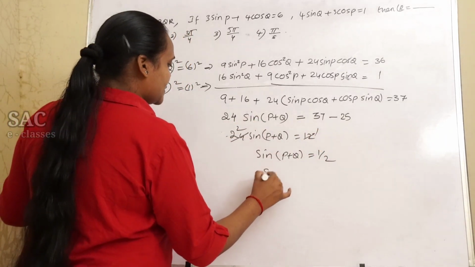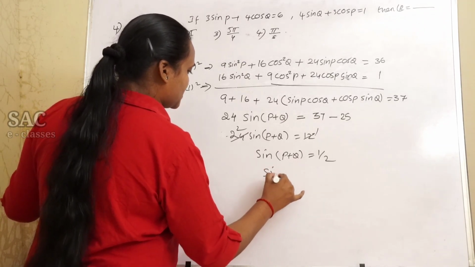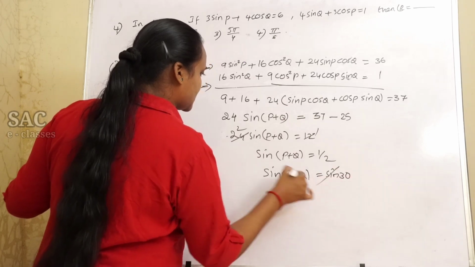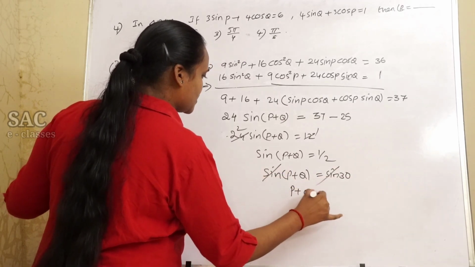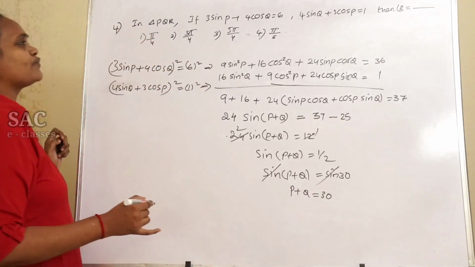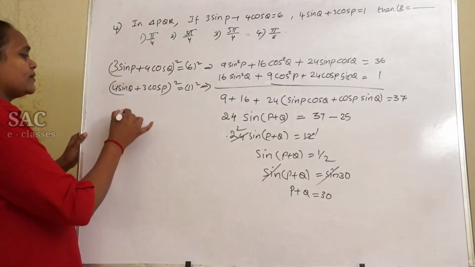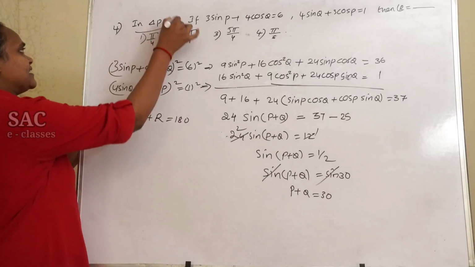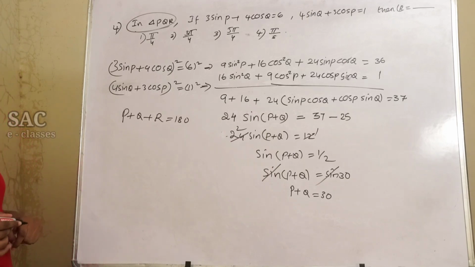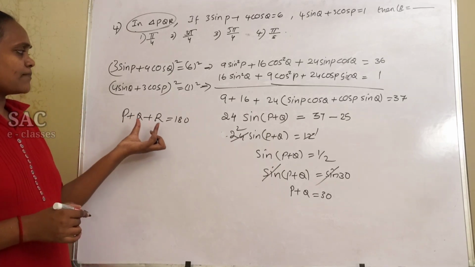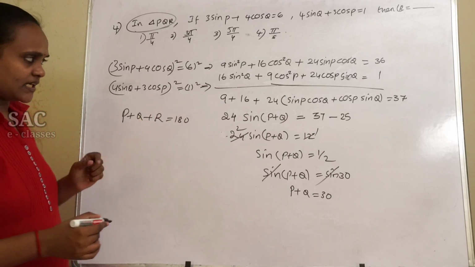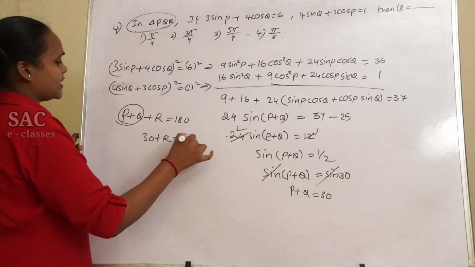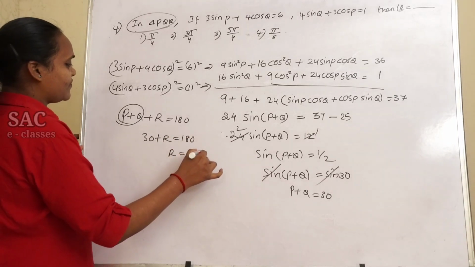Then you will get that at what value of sin is 1 by 2. Obviously at the value of sin 30 it gives 1 by 2. P plus Q is 30. But they are asking you to find out what will be the angle R. We know that P plus Q plus R equal to 180 as it is a triangle. In a triangle, according to the angle sum property, the sum of all interior angles is 180 degrees. Then P plus Q value is 30, so 30 plus R equal to 180, where R is equal to 150.